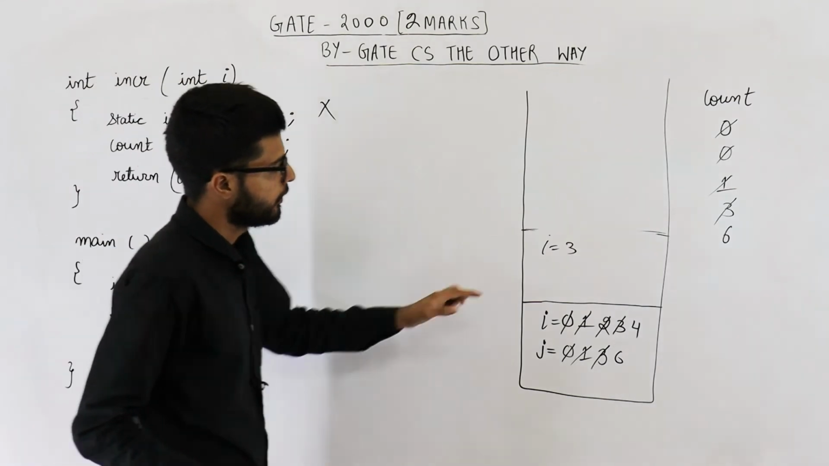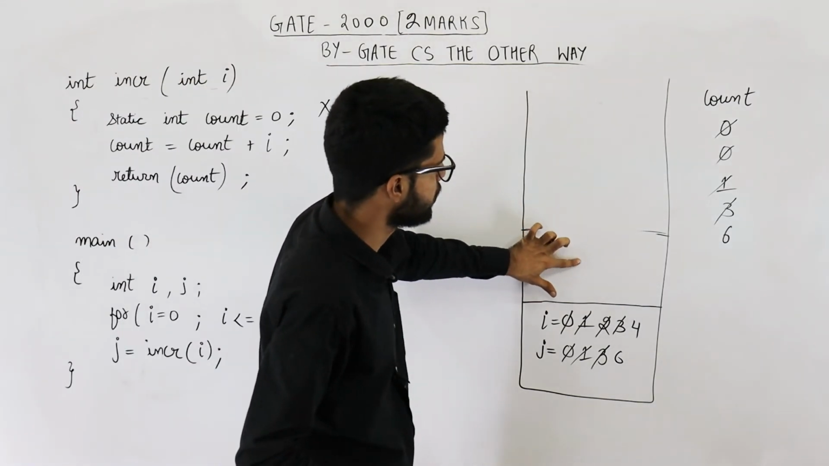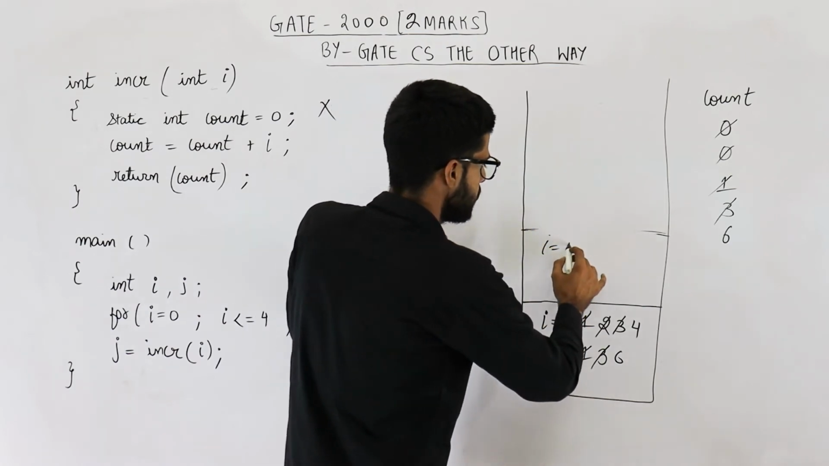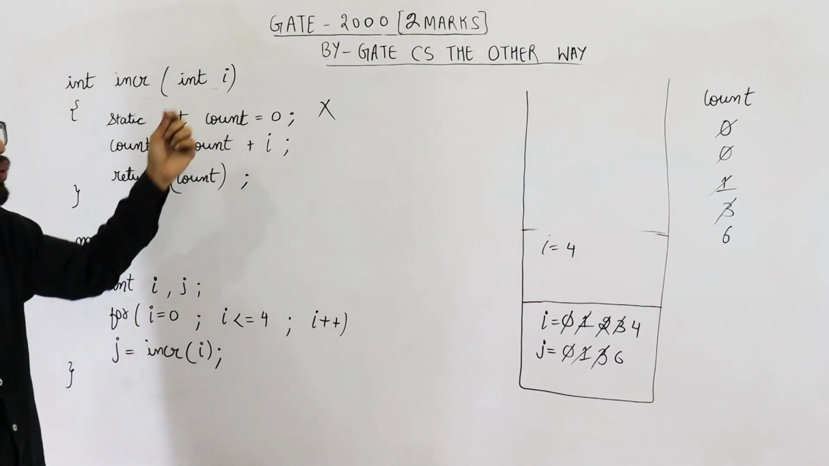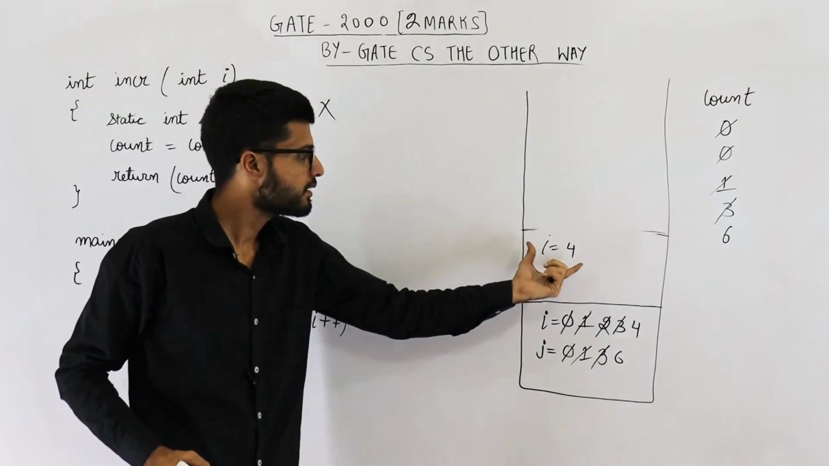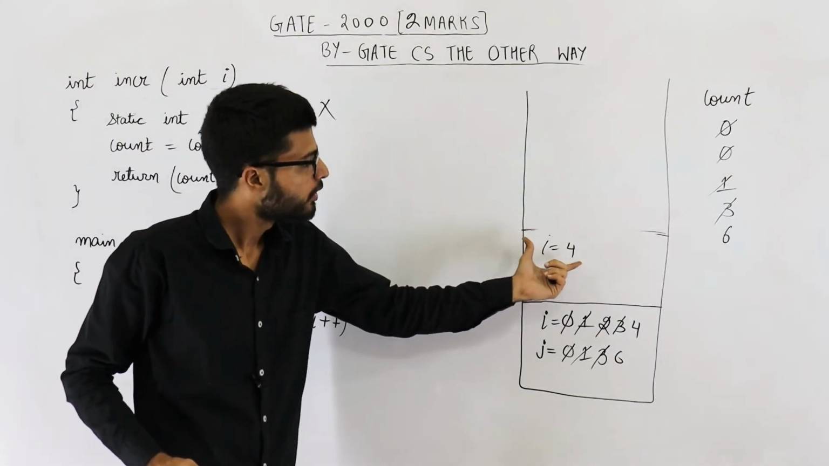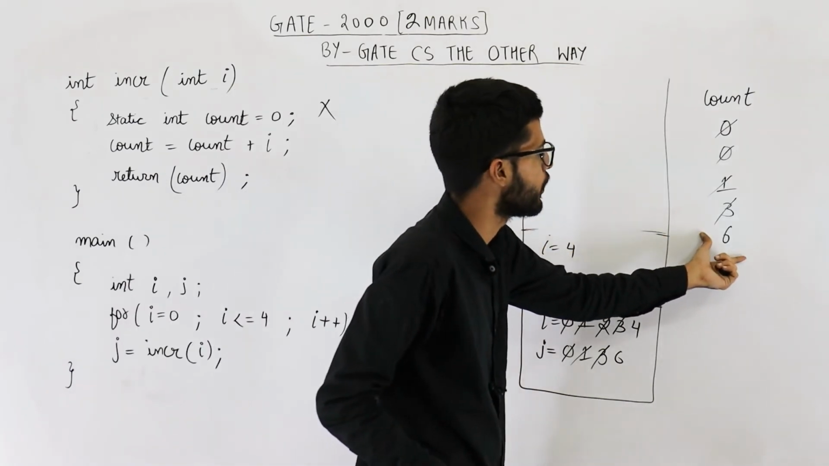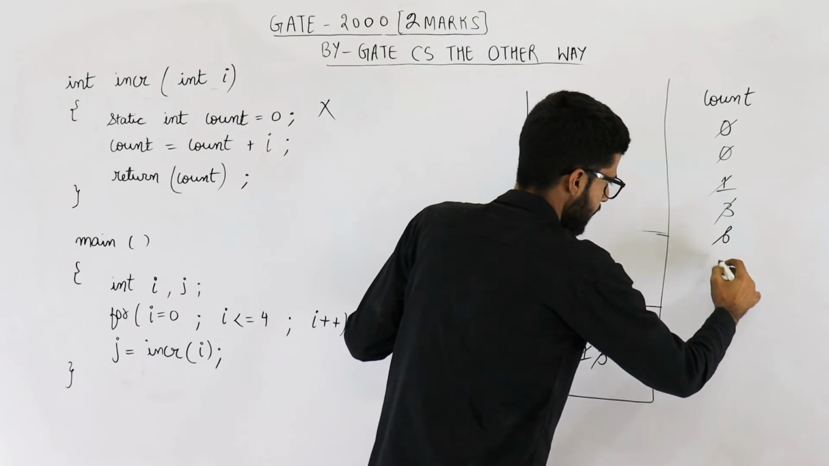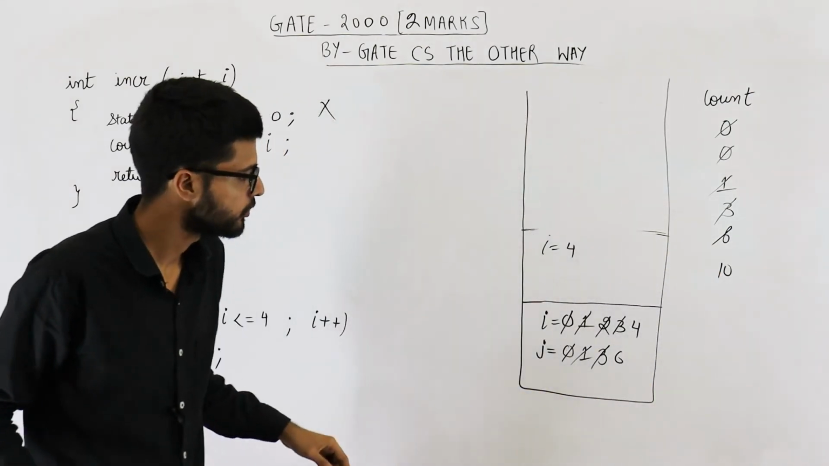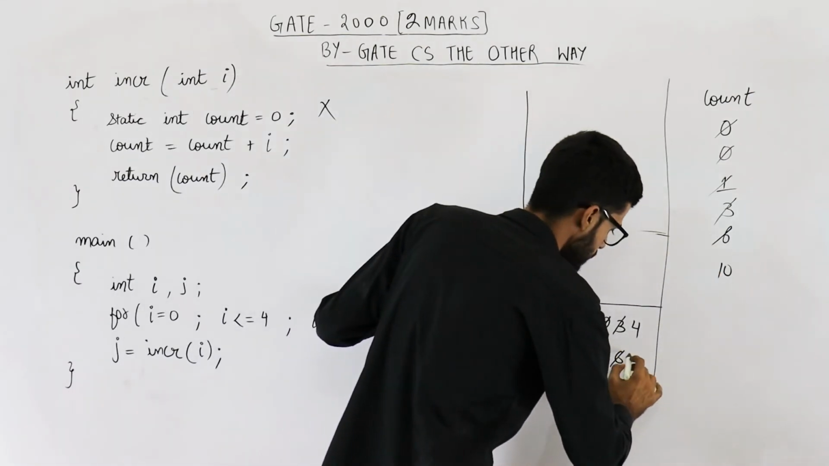That means again the function will be called. This time i will be 4. The value that we are passing from here is 4. i equal to 4 means 4 will be added to the current value of count. So 4 plus 6 means 10, and 10 is returned. So this time j becomes 10.